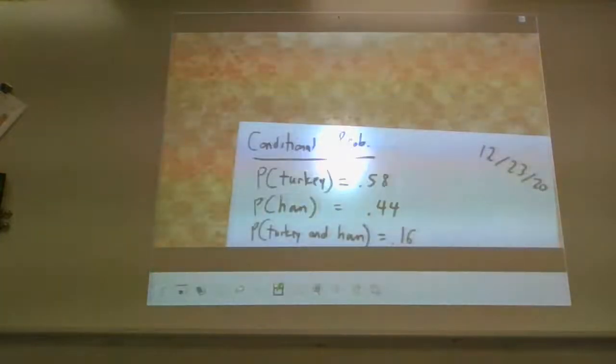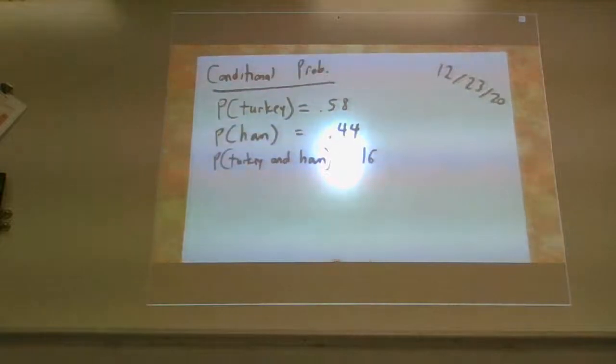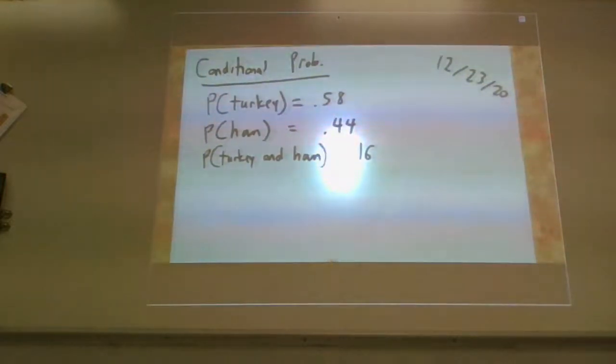Excellent. So here's what I got so far. This is the information that they gave me. They gave me that the probability of eating turkey is 58%, the probability of eating ham is 44%, and the probability of eating both is 16%. That's all that they gave me.